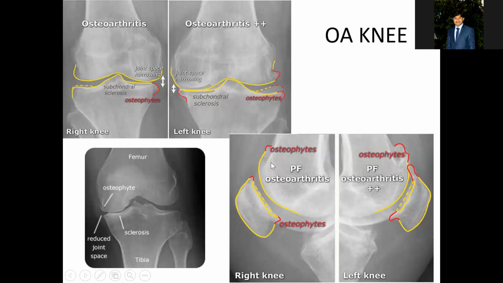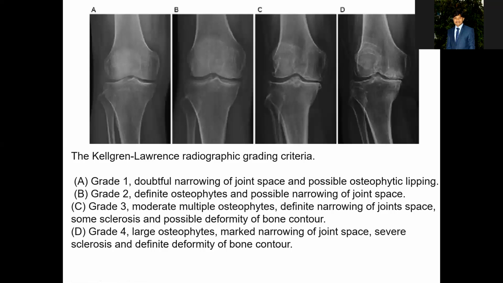Osteoarthritis knee radiological findings are joint space narrowing, osteophyte formation, subchondral sclerosis and subchondral cyst. This is the tibiofemoral osteoarthritis and this is the patellofemoral osteoarthritis. Grading of osteoarthritis is given by Kellgren and Lawrence.